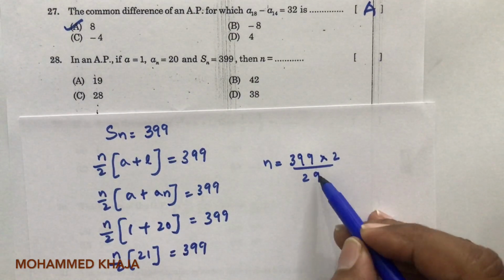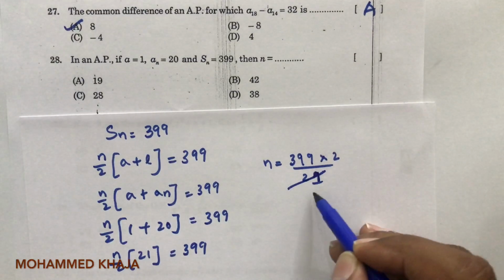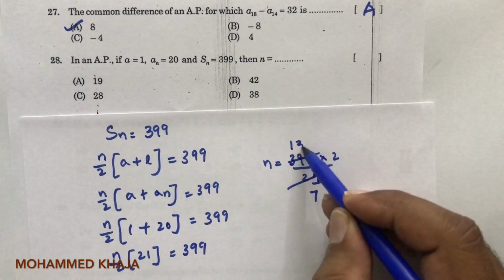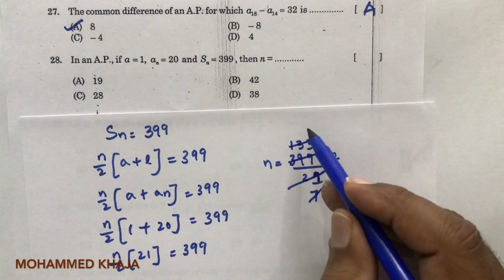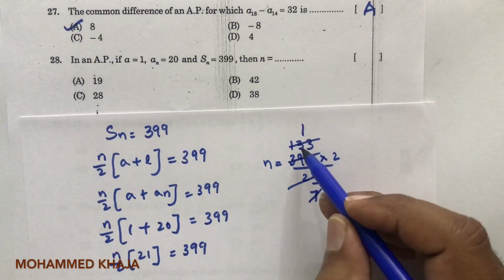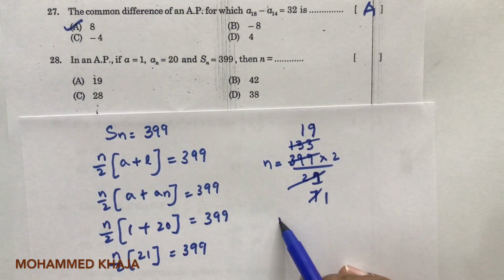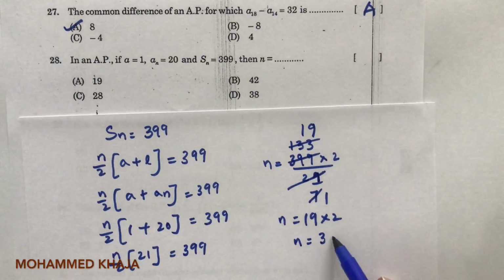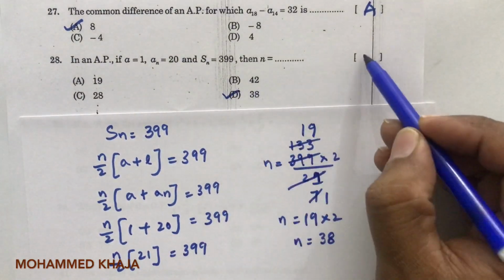Now the 3 table or 7 table, 21, sorry. 3 times 7, 3 sevens 21. 3 times 1, 3, 3. 7 times 1, and here it will be 63, 7 times 9. So n is 19 times 2, so n is 38. So the correct option is D.